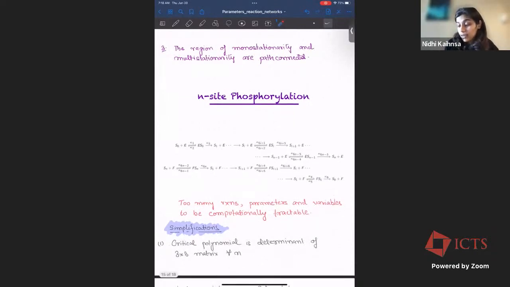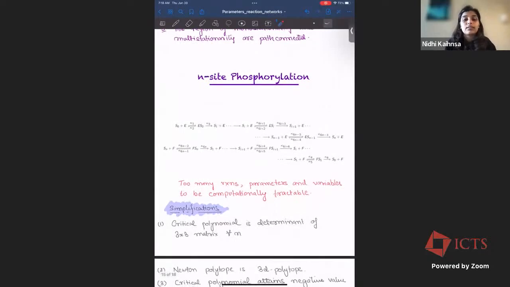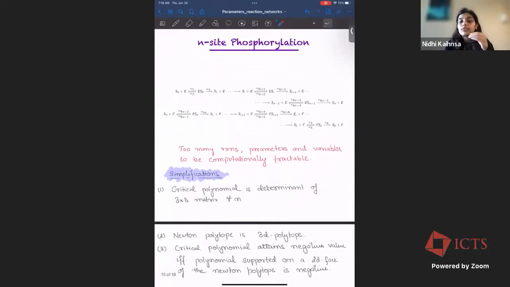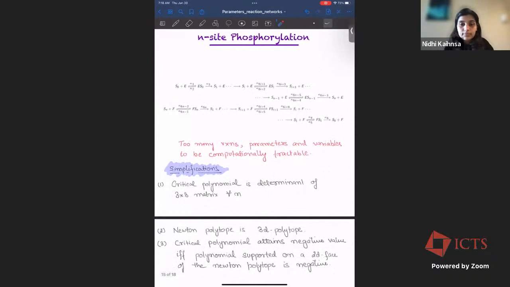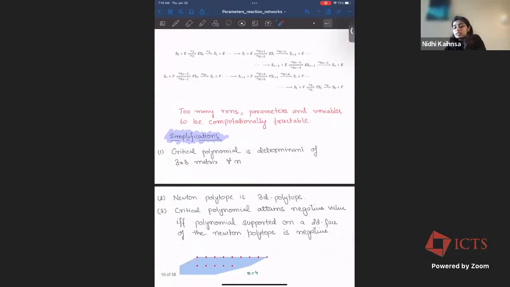That makes it nice. What makes it even nicer is that the Newton polytope of that critical polynomial is always a 3-dimensional polytope, right? So we have reduced such a huge problem to just analyzing a 3-dimensional Newton polytope. And what is more, the critical polynomial attains negative values if and only if the polynomial supported on a 2-dimensional face of the Newton polytope is negative.